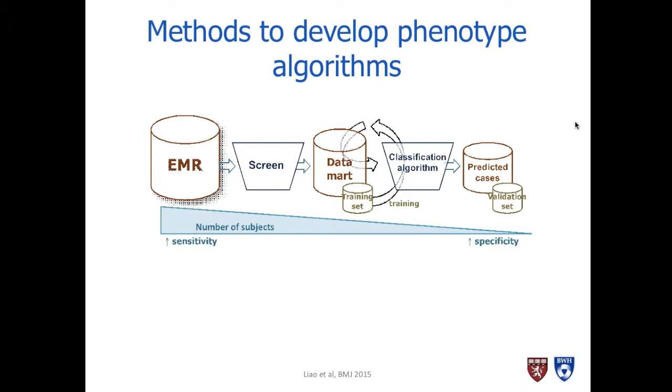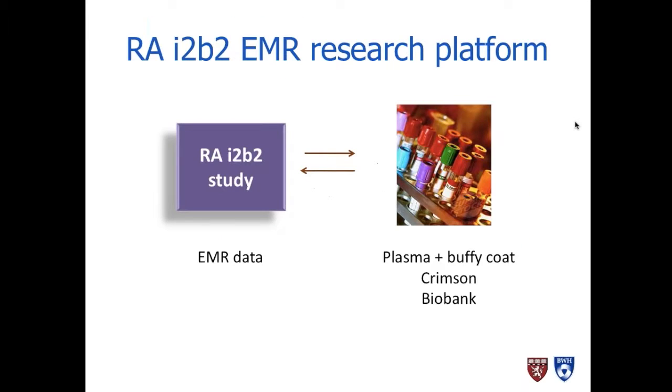So at the time, we had roughly 5 million patients in the EMR, and then we got about 5,000 RA cases out of there. We did some validation to prove that this was rheumatoid arthritis. And then from there, we have our RA i2b2 EMR research platform. So on the right side, we now have a data set of patients with rheumatoid arthritis and now-organized electronic medical record data where we can pull data out a little bit easier, enriched with natural language processing. On the other side is samples.